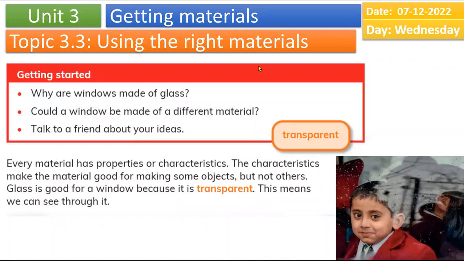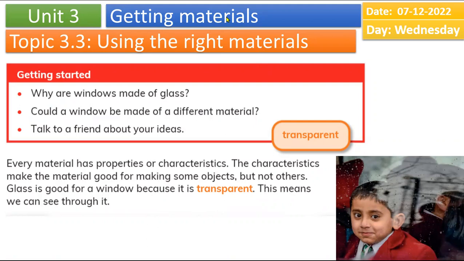Today we are going to start the topic 3.3. In this topic 3.3, we're going to learn how to use the right materials. Okay, using the right materials.